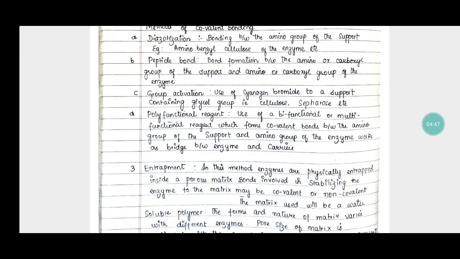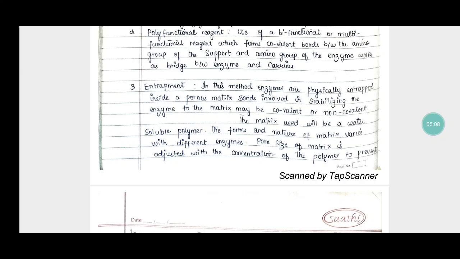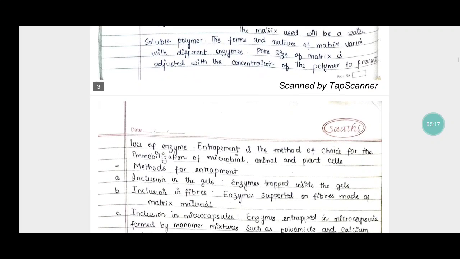And number third, the entrapment method. In this method, the enzymes are physically entrapped inside a porous matrix, and bonds stabilize the enzyme to the matrix, which may be covalent or non-covalent. The matrix is a water soluble polymer forming a network, which varies with the different enzymes. The pore size of the matrix is adjusted with the concentration of the polymer to prevent the loss of enzyme.